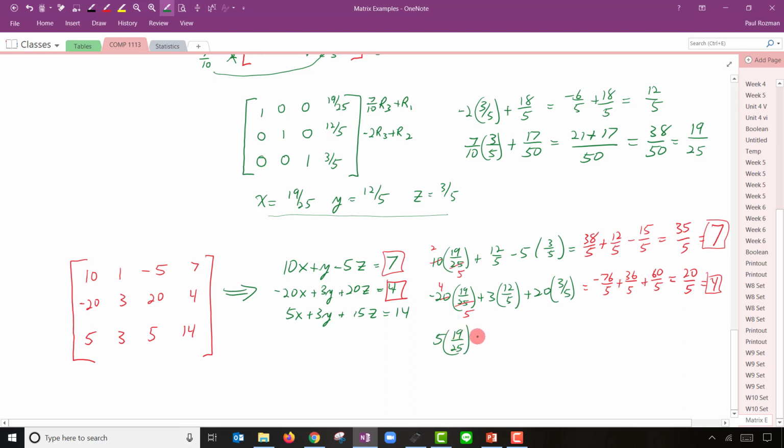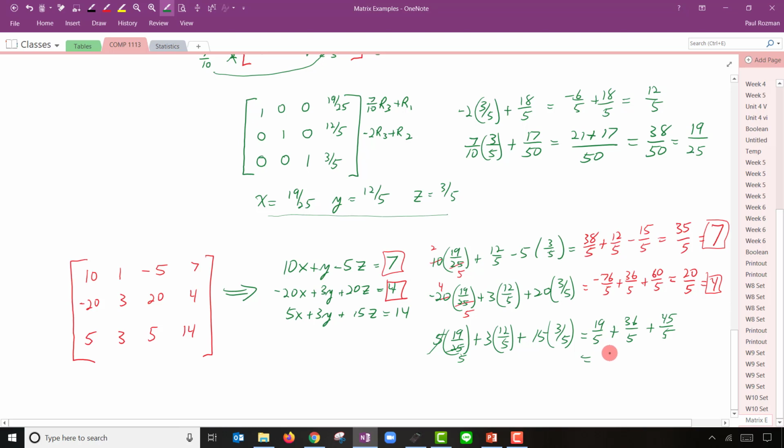X was 19 over 25, Y was 12 over 5, and Z was 3/5. Again, getting this back to fifths. So we have 19/5 plus 36/5 plus, oh geez, it's hard. Let's just do it. So we had 19/5 plus 36/5 plus 45 over 5. Leaving us with 70, 81, 90, 100 over 5.